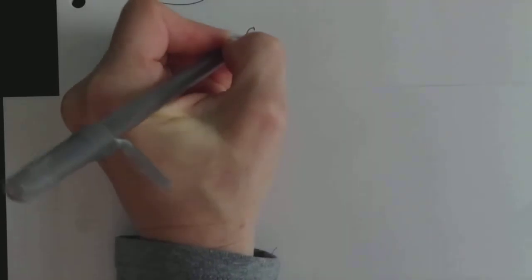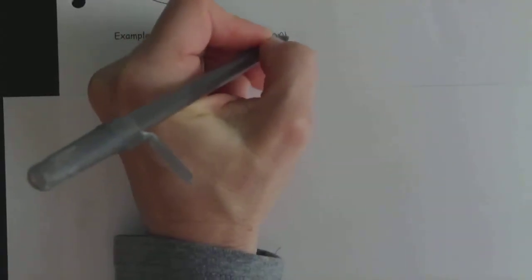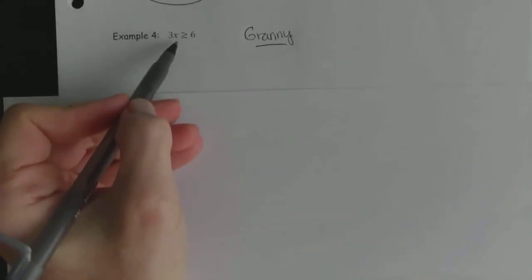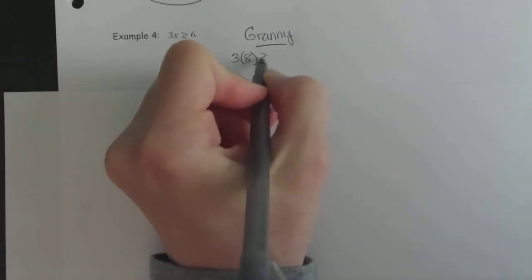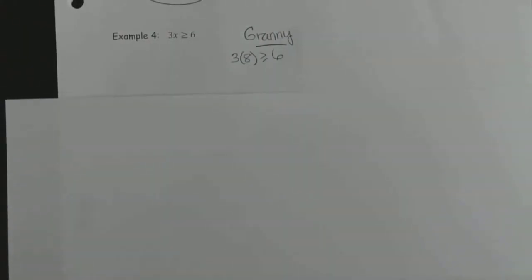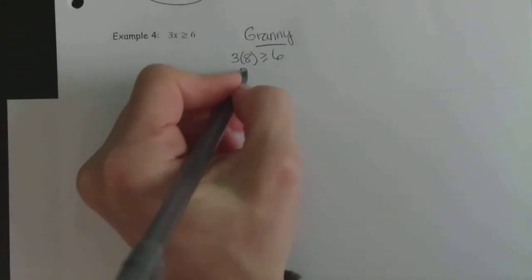So if you were to do this inequality Granny style, and Granny had to come up with values that x could be, well, let's see. Well, you know my favorite number is 8. Let me see if 8 works. If I take 3 times 8 is greater than or equal to 6.